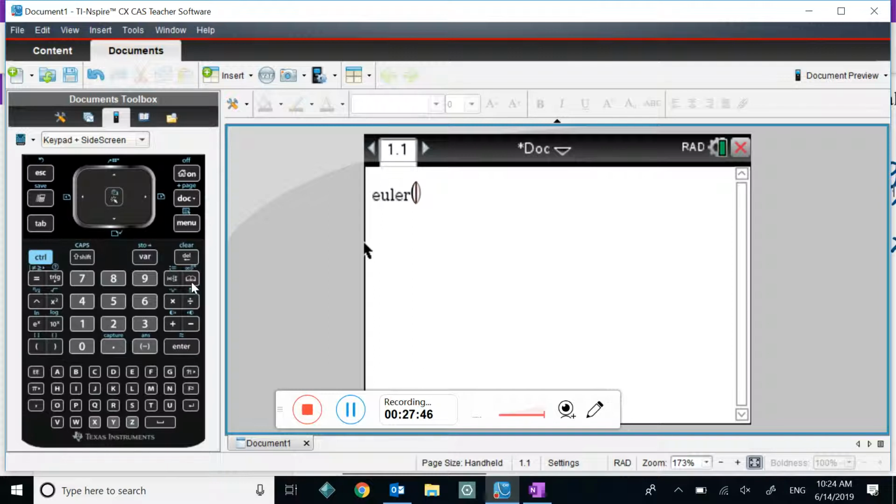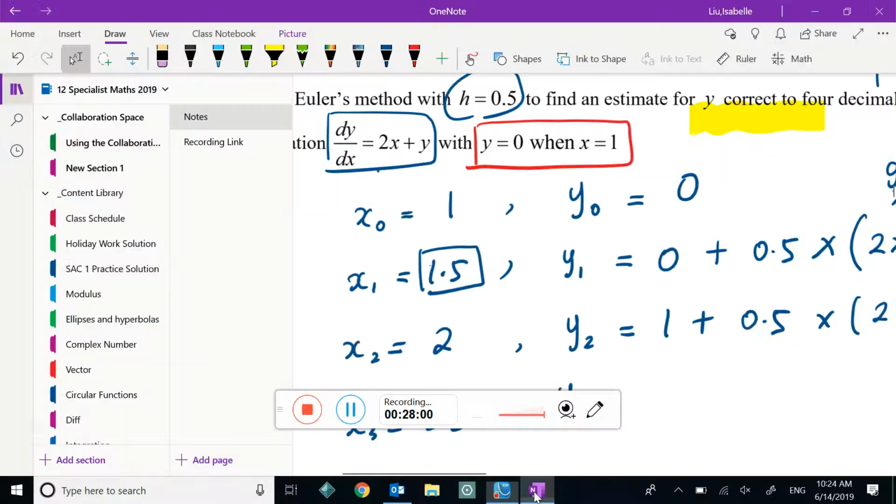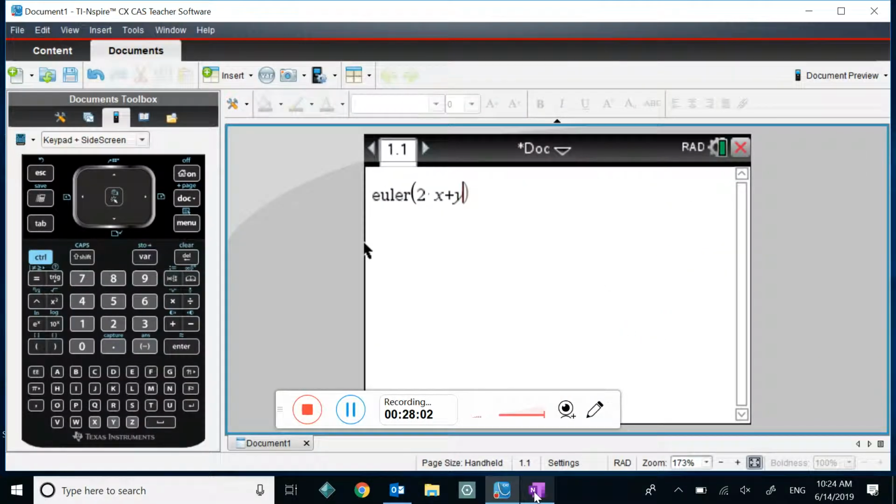The first thing you want to type in is the derivative. So in this case, my derivative function equals 2x plus y. And then the next thing is comma x comma y, the independent variable and then the dependent variable. So it's dy/dx, so x first and then y.